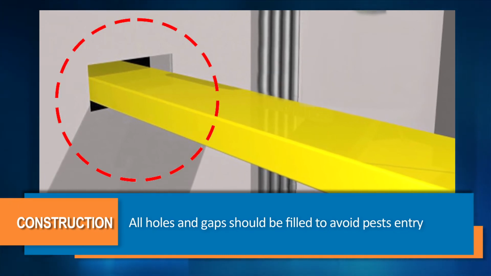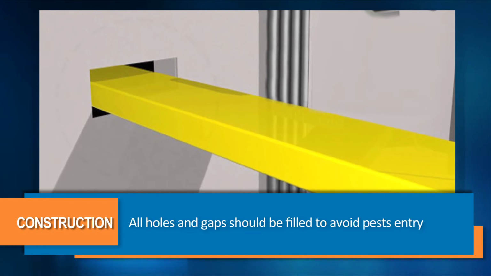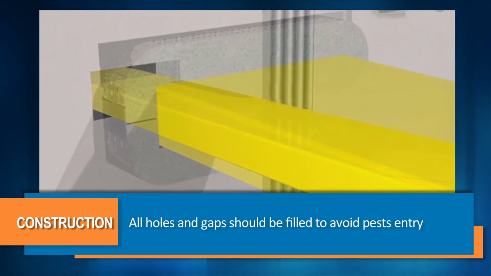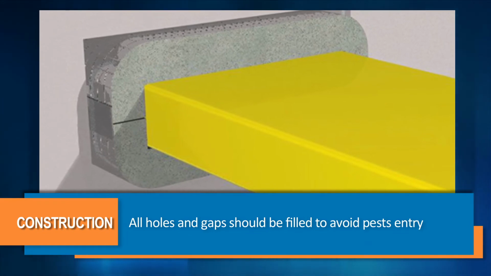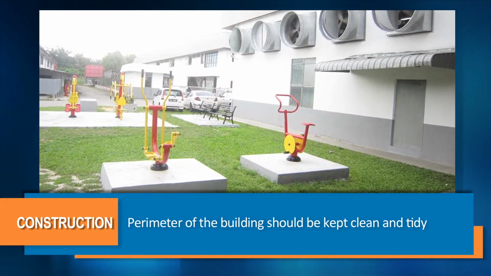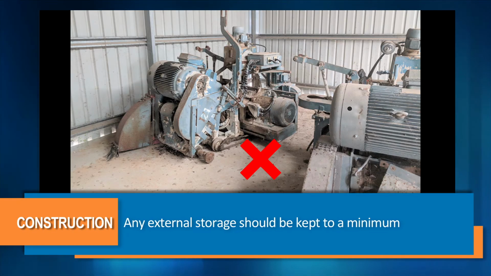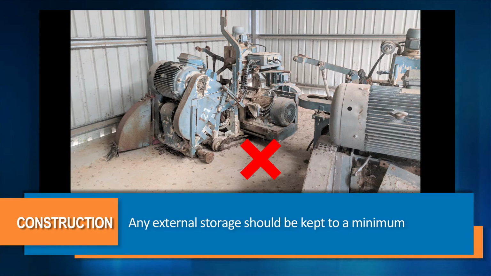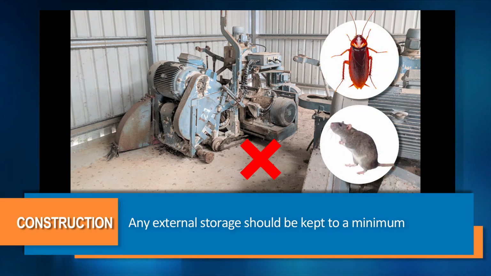Where pipes, cables, trunking or ducting pass through internal or external walls, all holes and gaps should be filled to avoid pest entry. The perimeter of the building should be kept clean and tidy. Any external storage should be kept to a minimum, as this will provide a harborage for pests.